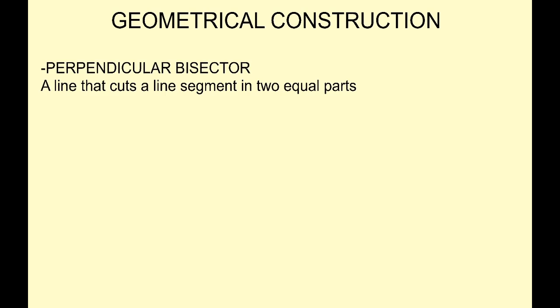Perpendicular bisector. A line that cuts a line segment into two equal parts. In this diagram, as we can see, line CD cuts line segment PS into two equal parts at point M. So line CD is the perpendicular bisector of segment PS.